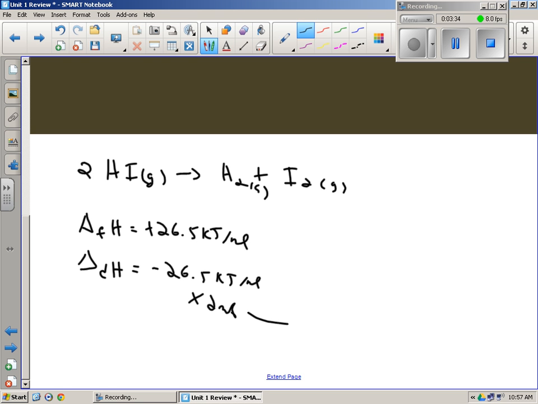I'm decomposing actually 2 moles in this case, so I'm going to multiply it by 2. And of course, because the decomposition is negative, it's exothermic. Because it's negative exothermic, it needs to go on the right-hand side of the equation. So over here, I'm going to put plus 53 kilojoules, because that is how much energy I'm getting out of this system, yes? Okay.